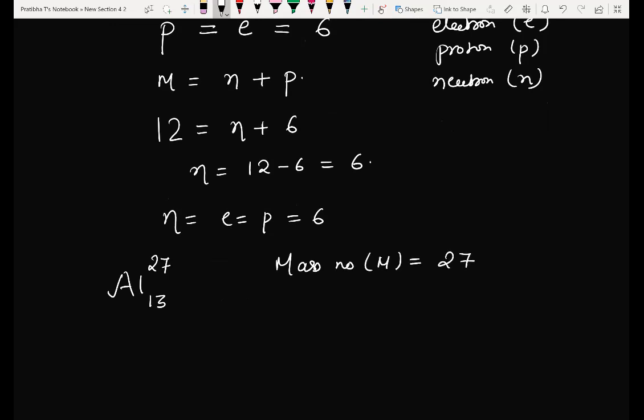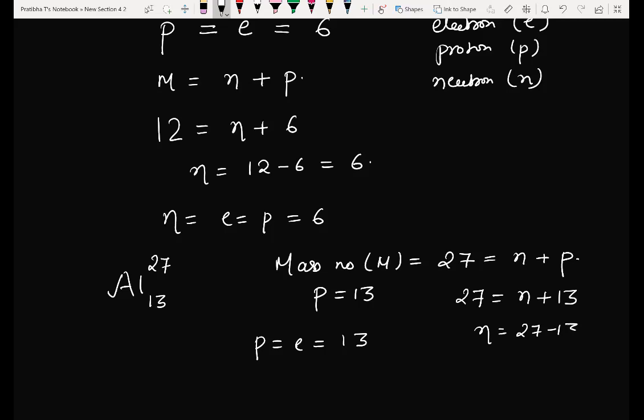This is 27 and the number of protons is 13. As we know, in the neutral state the protons and the electrons are equal, so the electrons must be 13. And the mass number is what? Neutron plus proton. So here 27 equals neutron plus 13, and neutron will be 27 minus 13, that will get 14. So in this way you can find the number of neutrons, protons and electrons, right?